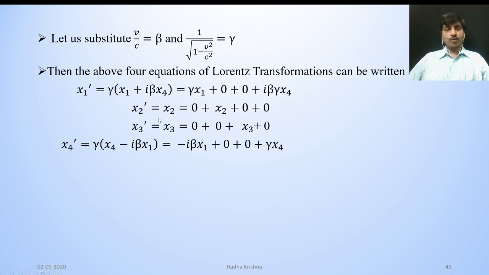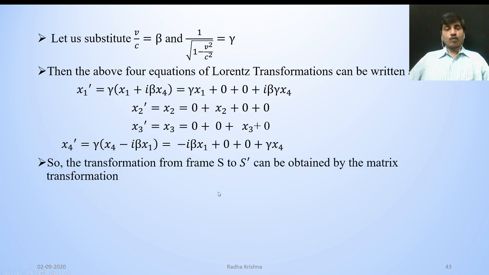x2 dash is equal to x2. That can be written as 0 plus x2 plus 0 plus 0. x3 dash is equal to x3. That can be expanded as 0 plus 0 plus x3 plus 0. The fourth component can be expressed as x4 dash is equal to gamma into x4 minus i beta x1. That is equal to minus i beta x1 plus 0 plus gamma x4.